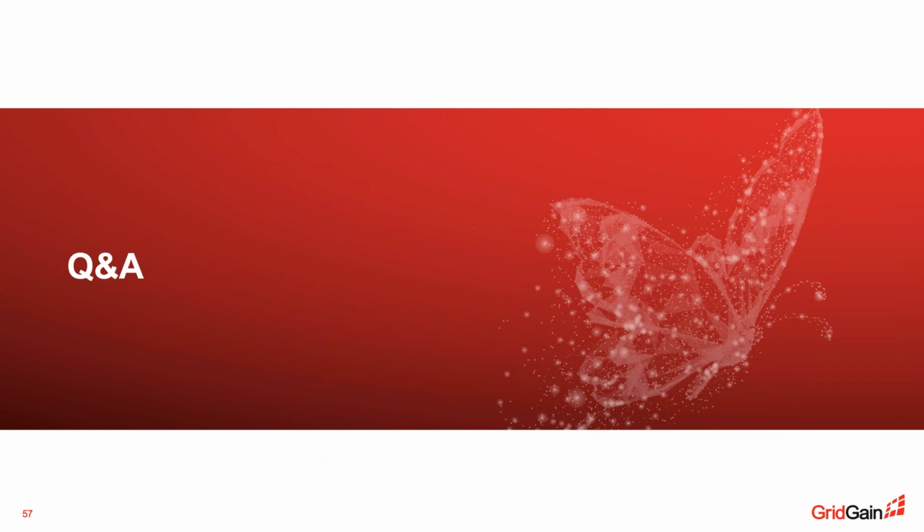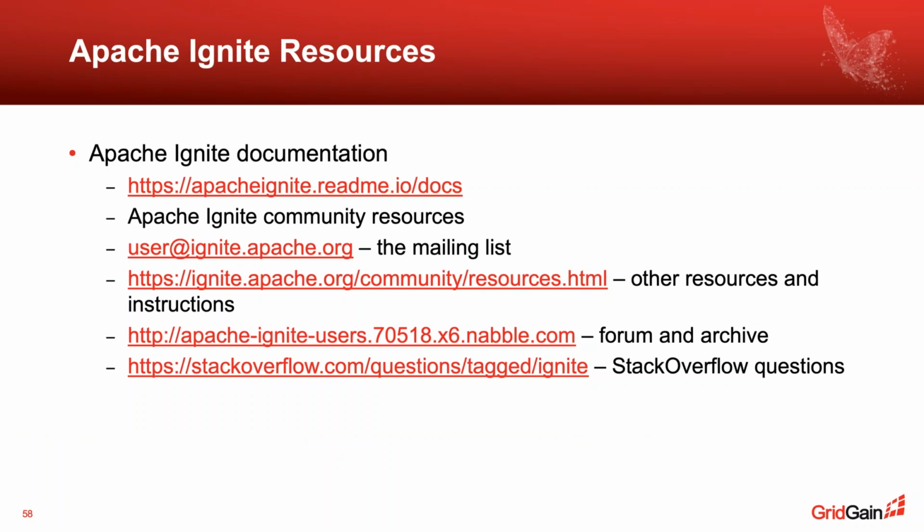While we are waiting for the questions, let me go over the resources that we have that may help you when working on Apache Ignite and GridGain. First, there are the Apache Ignite community resources: the public documentation, the mailing list, and Stack Overflow. Go check them out, and feel free to ask anything there if you have any questions about Apache Ignite.